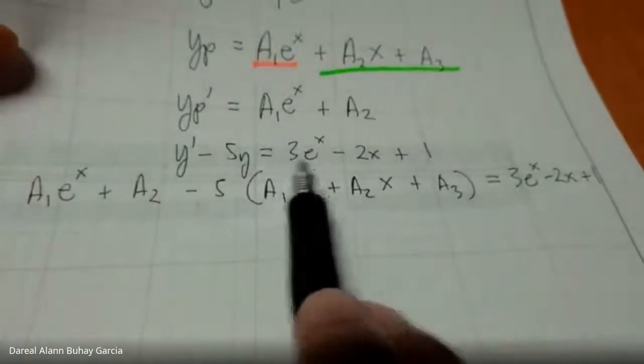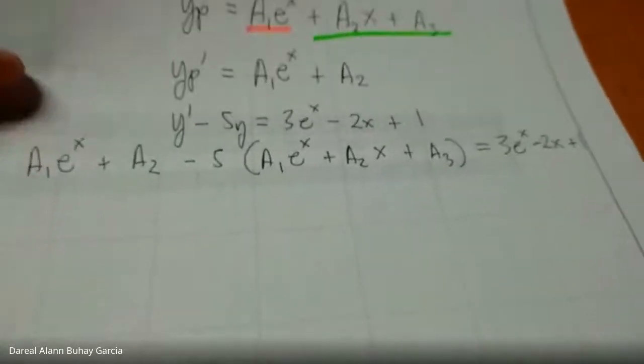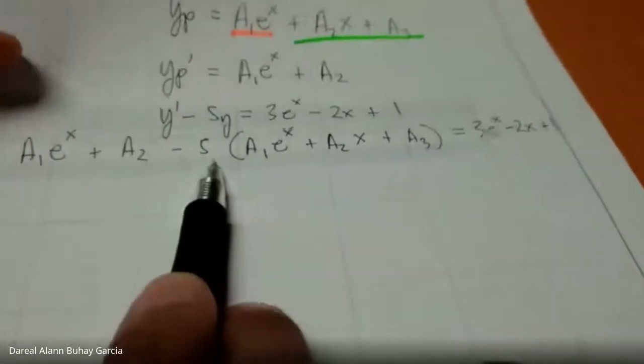So distribute the 5. As is, y prime: a1 e to the power of x plus a2, minus 5 a1 e to the power of x, minus 5 a2x, minus 5 a3, equal to 3e to the power of x minus 2x plus 1.